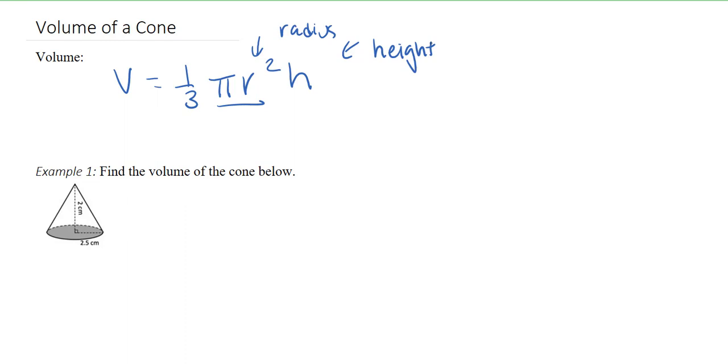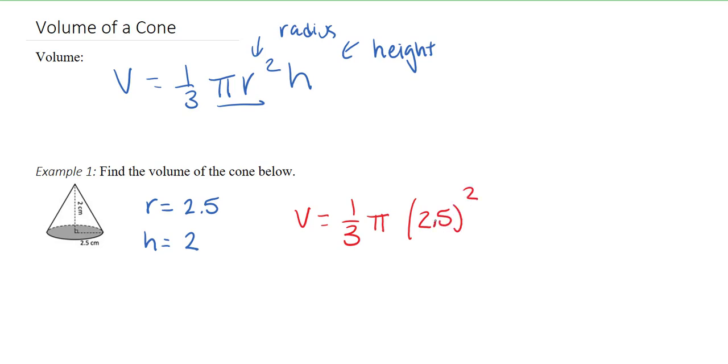So example 1. Find the volume of the cone below. We have a formula, so let's write down our variables. We have the radius, which is equal to 2.5, and our height, which is equal to 2. Now let's plug this in. So we have volume equals 1/3 pi times 2.5 squared times 2.